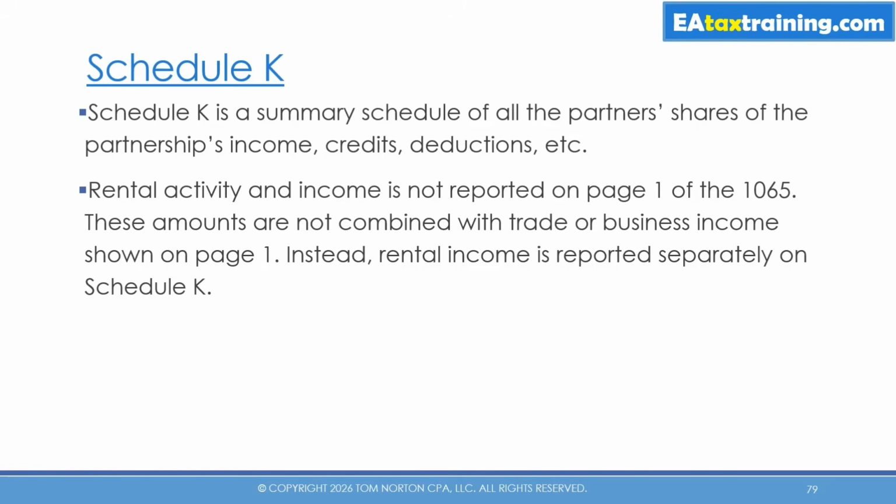Rental activity and income is not reported in the ordinary business income of the partnership on the 1065. Remember, when we looked at the 1065, the income section, rental income was not on there. So it's going to be shown instead on a separate line on Schedule K. Rental income was not in there because rental income is not considered a business, so it's not ordinary business income. So it is reported separately on a separate line on the Schedule K.